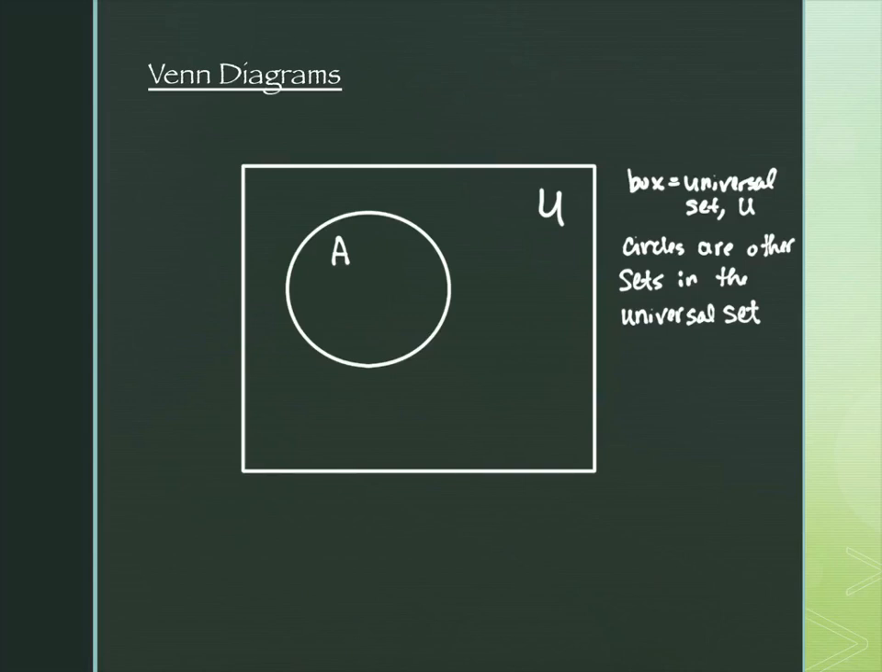So it's a smaller grouping inside of the larger grouping. So in this classroom, if you guys were the universal set, we could have a circle inside of there for girls, for example, right? That would be a collection that's smaller than the whole group, right?